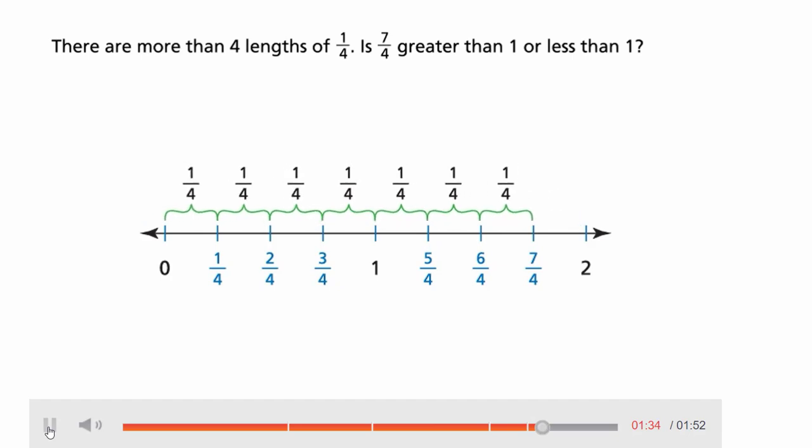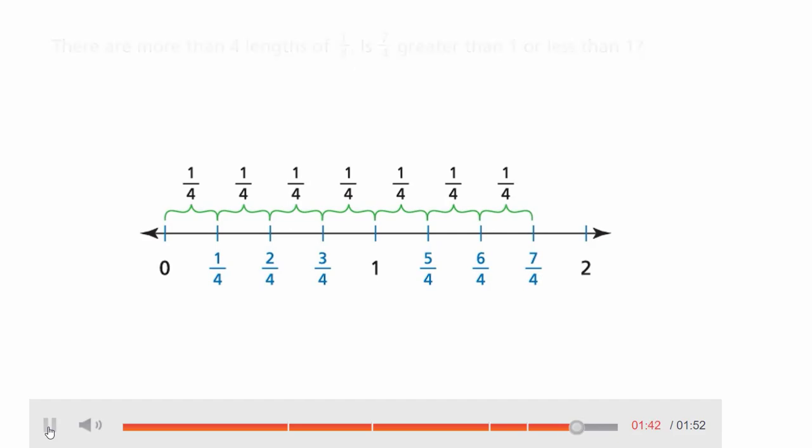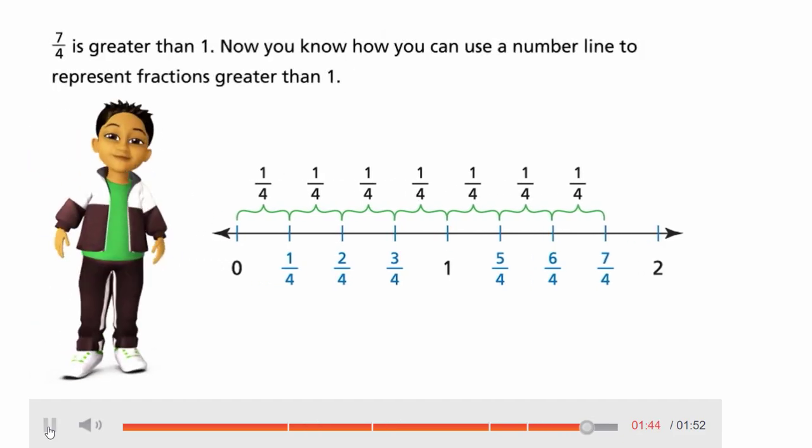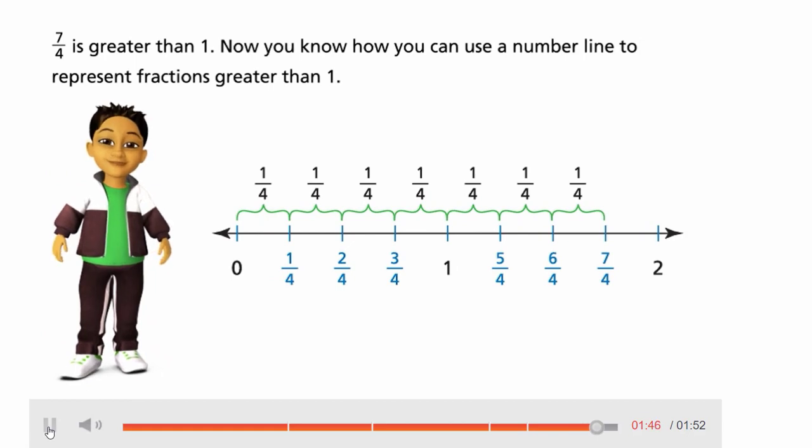There are more than 4 lengths of 1/4. Is 7/4 greater than 1 or less than 1? 7/4 is greater than 1. Now you know how you can use a number line to represent fractions greater than 1.